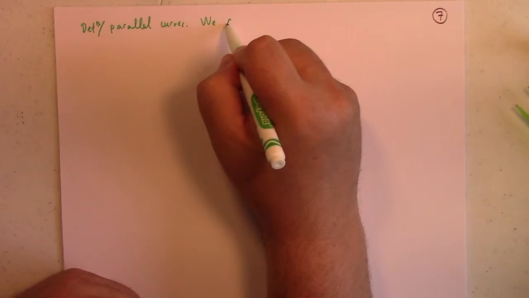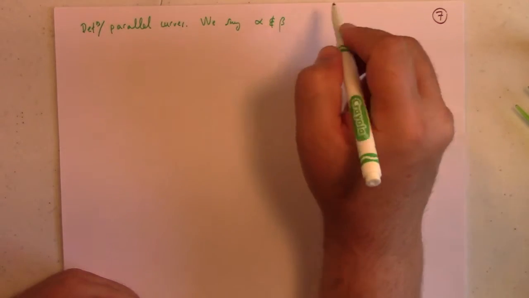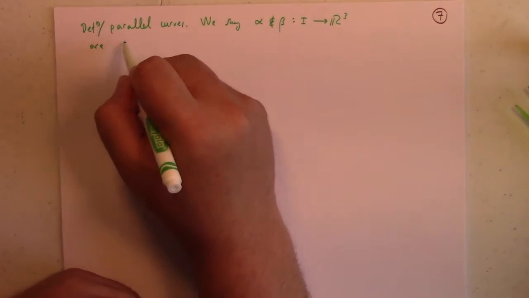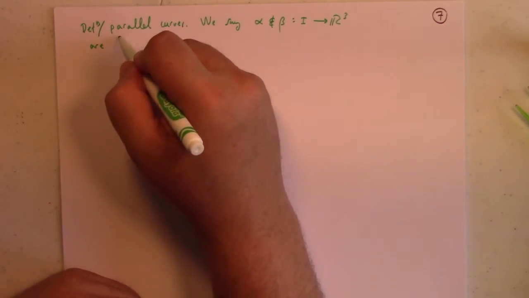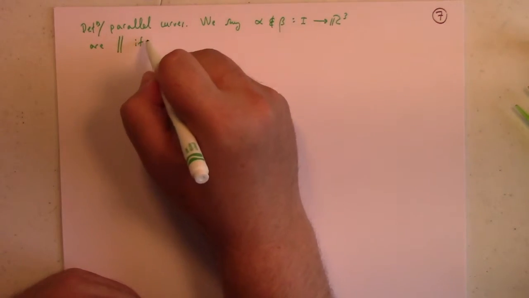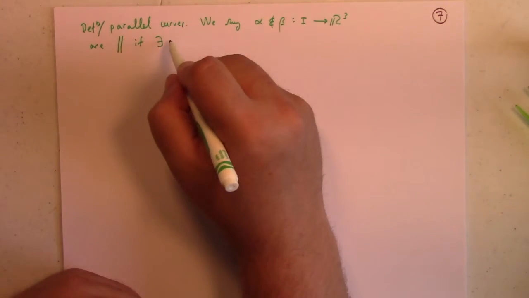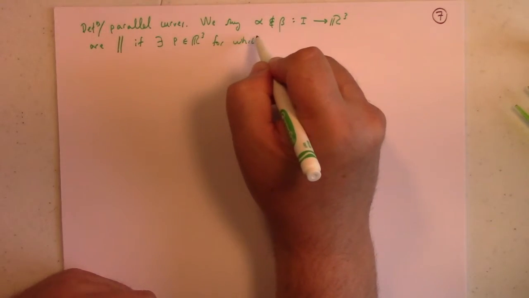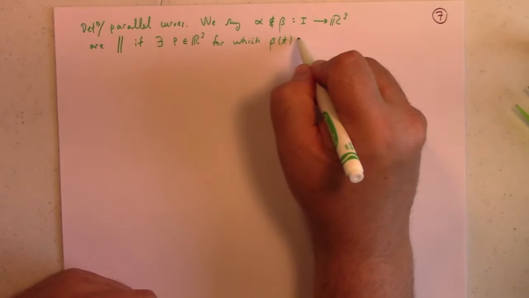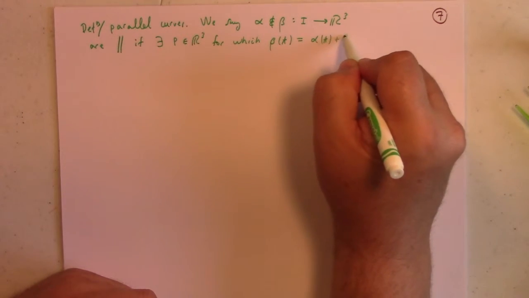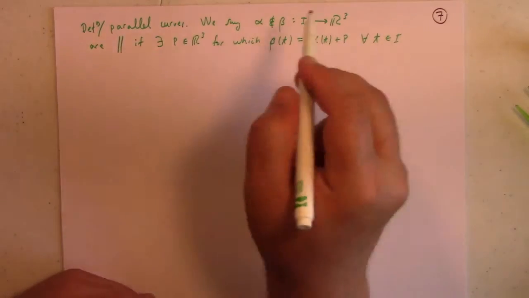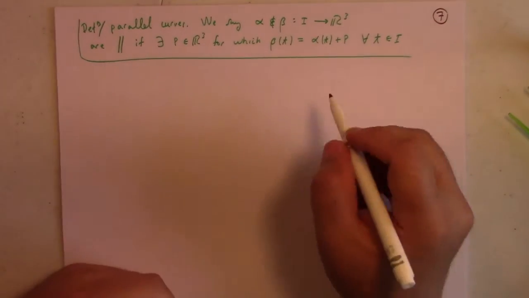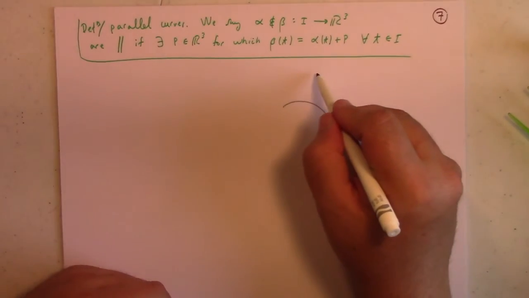We say alpha and beta, both from I to R3, are parallel if there exists P in R3 for which beta of t is equal to alpha of t plus P for all t in I. So that means you can take the one curve and you can get the other.